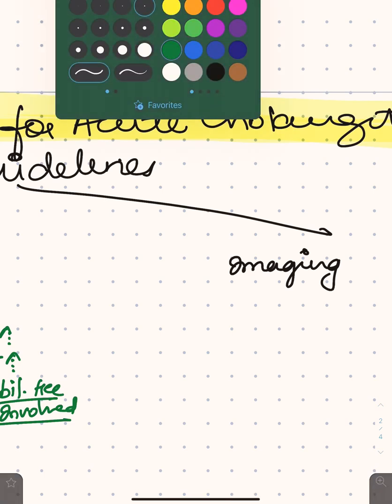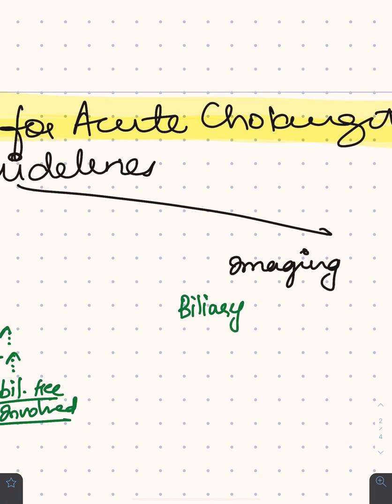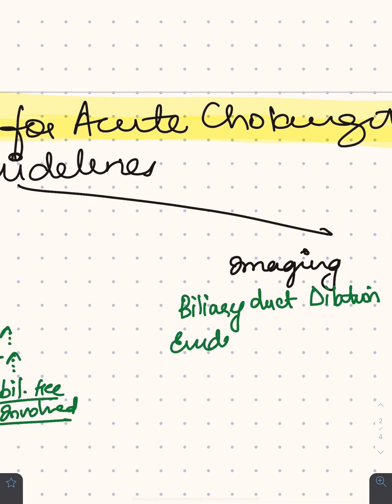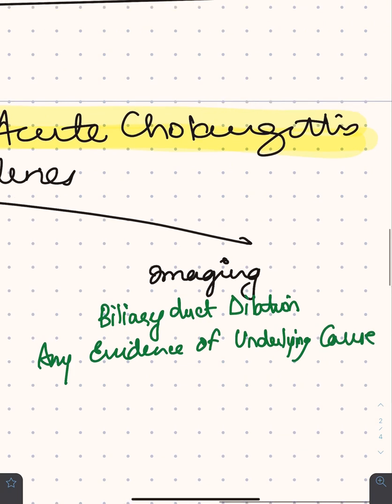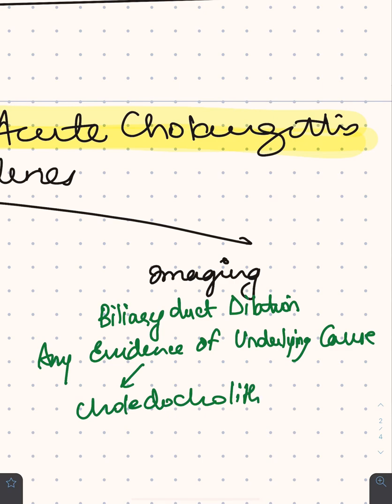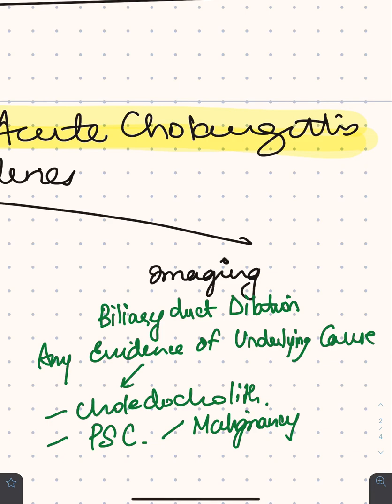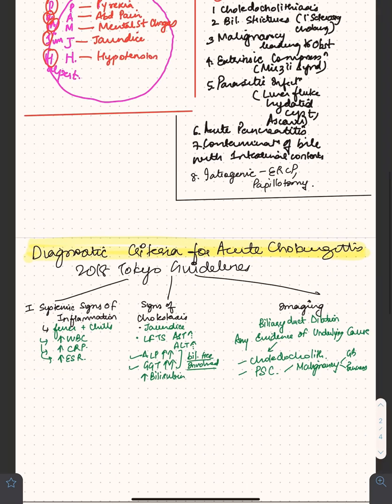And the third and the last one is imaging. What are you looking for in imaging? You're looking for biliary duct dilation or any evidence of underlying cause. What sort of evidence are you looking for here? You need to look for evidence of cholelithiasis, or it can be an evidence of primary sclerosing cholangitis, or it can be an evidence of malignancy. So any kind of imaging which helps rule out these kind of underlying causes helps to diagnose acute cholangitis.